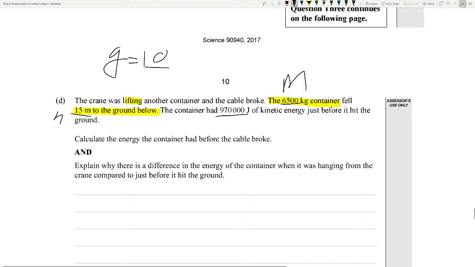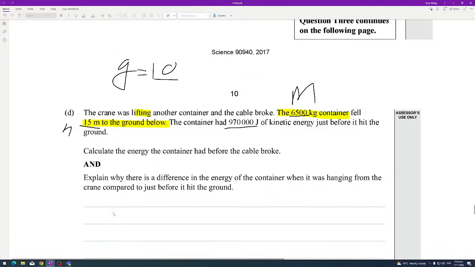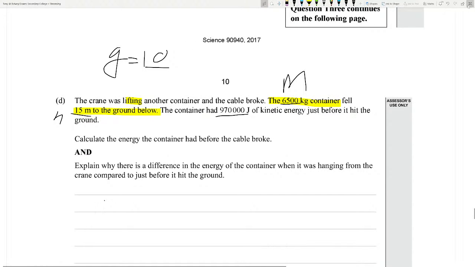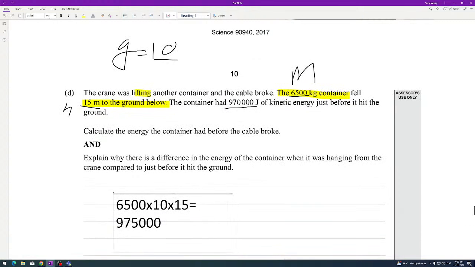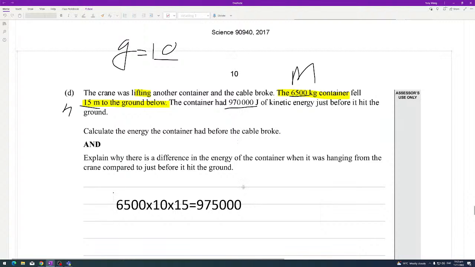So you can calculate what that number is. Actually, why don't we calculate that? Okay, why don't we do this? So 6,500 times 10 times 15 equals 9750. So look at this number here. This is how many joules of energy it has.